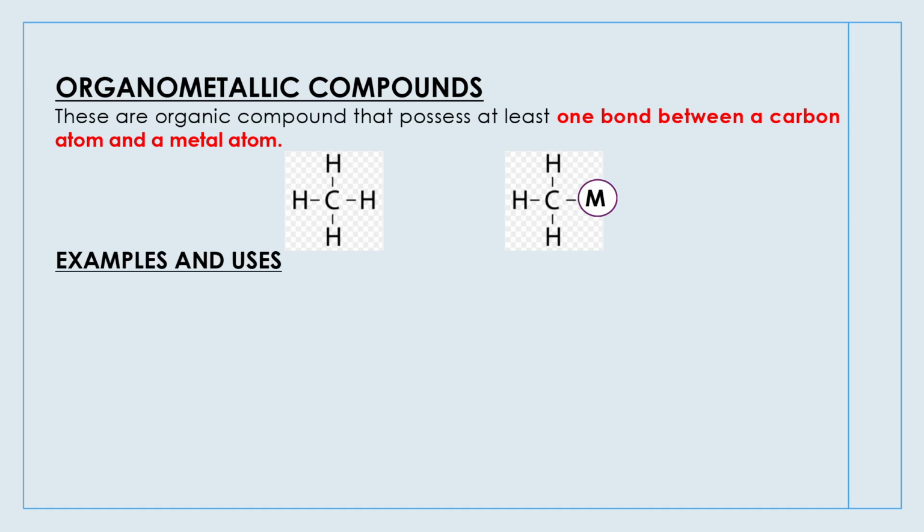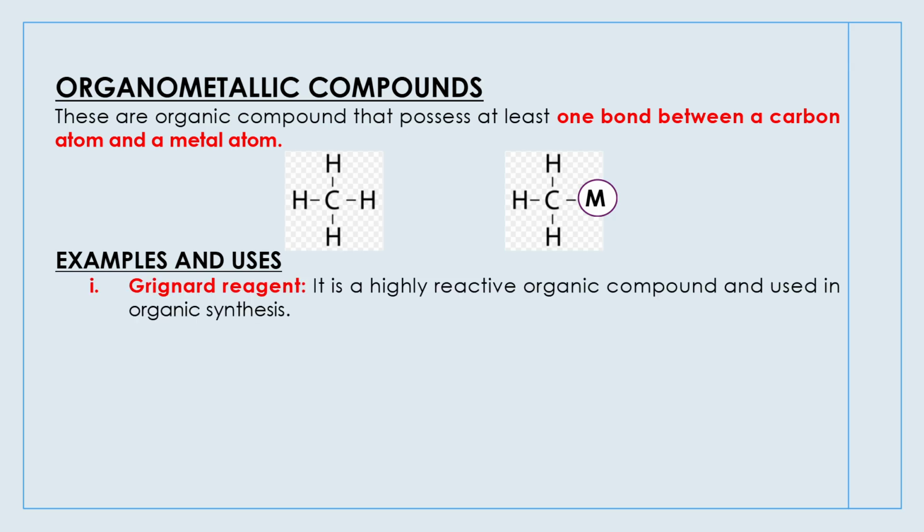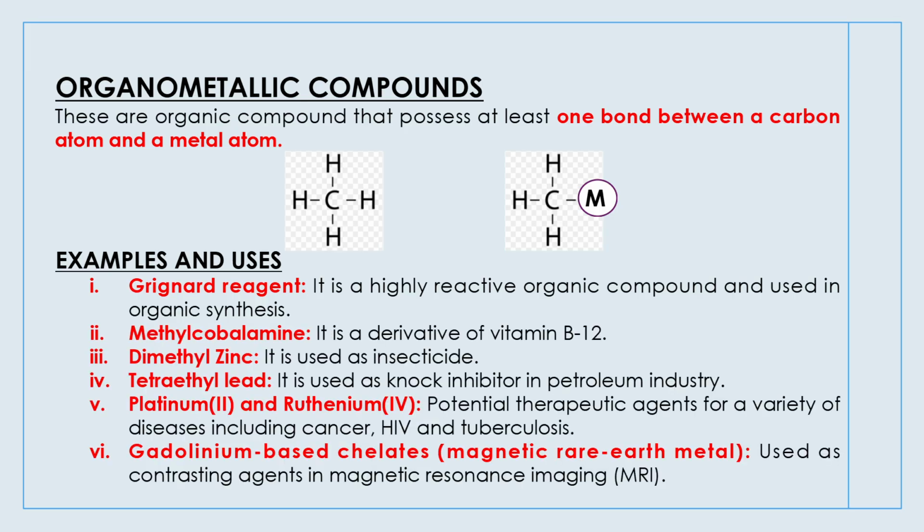In our course, we have different examples and their uses are also mentioned. But the Grignard reagent is covered in detail along with its preparation, factors that affect the preparation, and the preparatory method with the reactions. Grignard reagent is a highly reactive organic compound and it is used for organic synthesis. I have also added a few more examples along with their uses that you might get in your multiple choice questions.